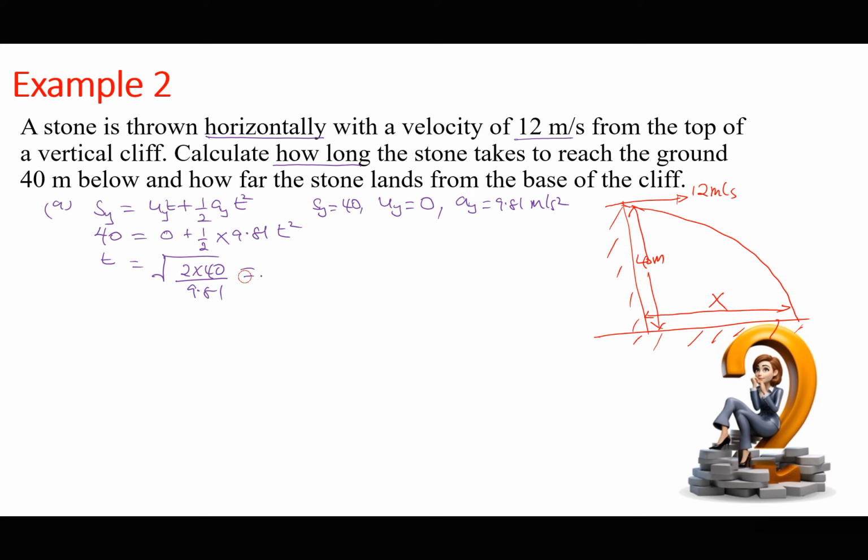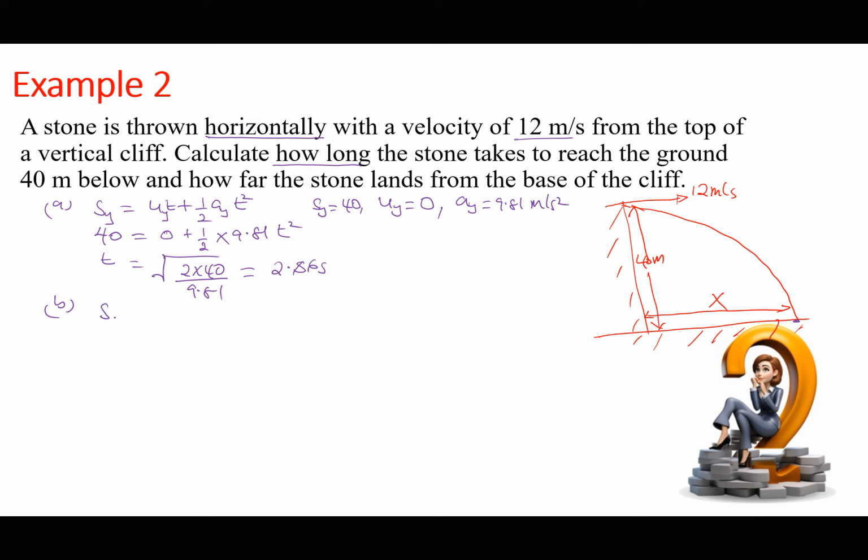So I'm finding the value of t as approximately 2.86 seconds, to three significant figures. Then calculate how far the stone lands from the base. So I want to find x, how far the stone lands from the base. I'll call that one b.